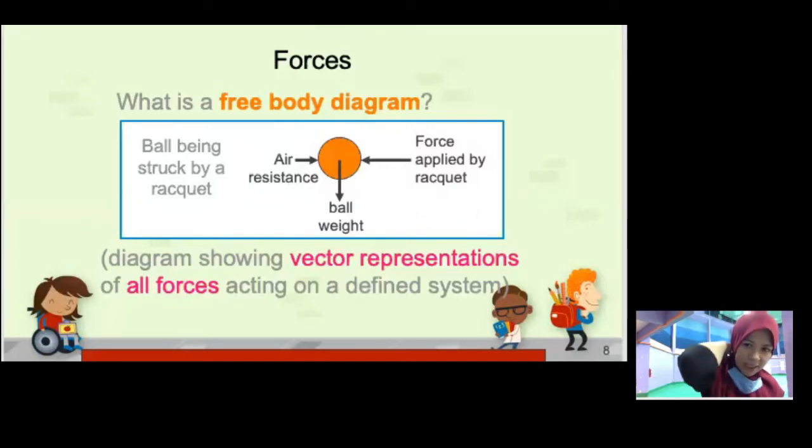Okay, bola tu sendiri dia tak ada apa-apa. Okay, yang mempengaruhi dia adalah air resistance which is external because of the surrounding, and force applied by the racket yang dihasilkan oleh kita punya muscle which is our tangan, joint and muscles. Okay, so force tadi mempengaruhi bola dan dipengaruhi oleh udara. Okay.